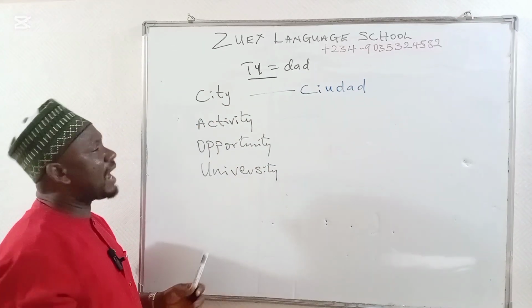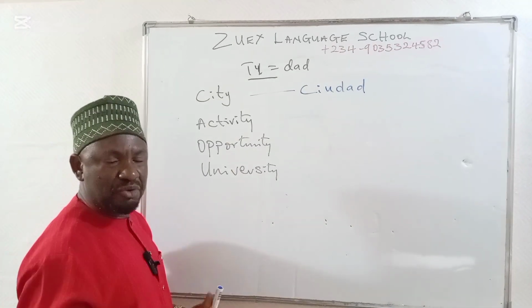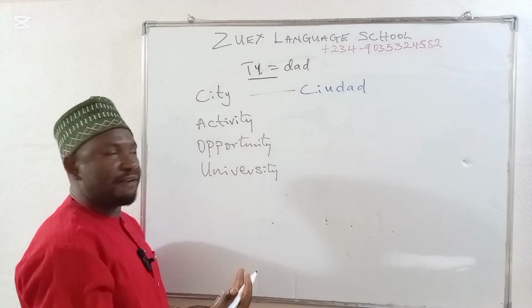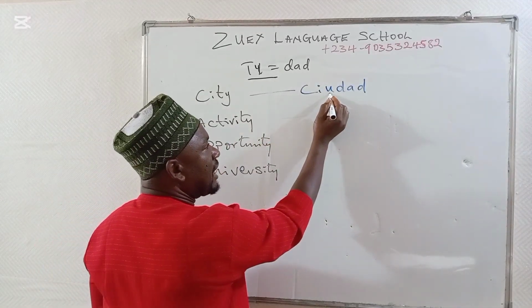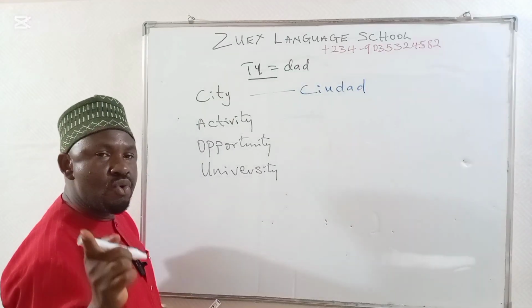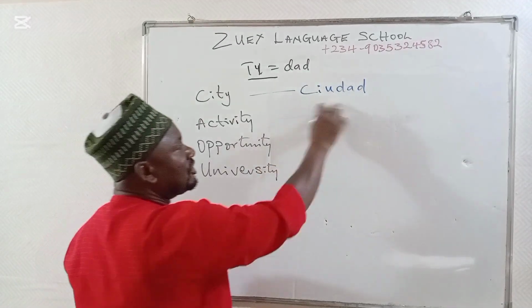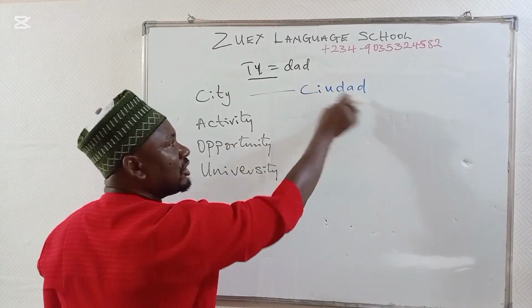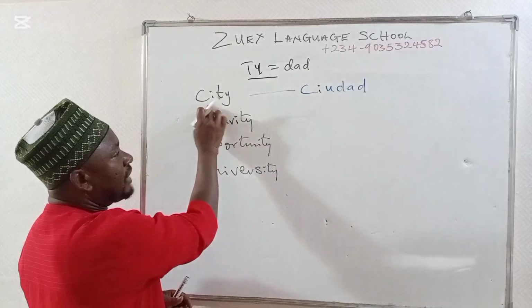You just have city, right? As an African, as wherever you are, as long as you're an English speaking person, this becomes easier for you, right? City. Now, the only addition you have here is the u. The u is added. We now have ciudad. Ciudad. See how I pronounce it? Ciudad. So that's what we have, city.